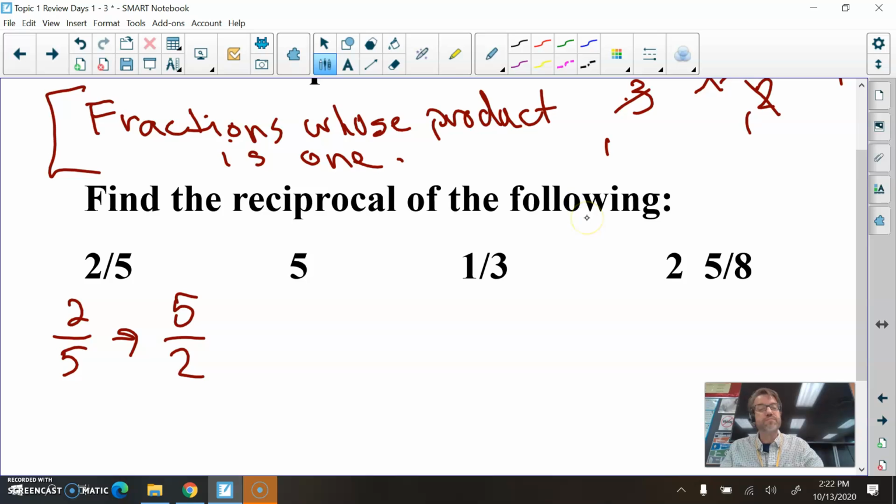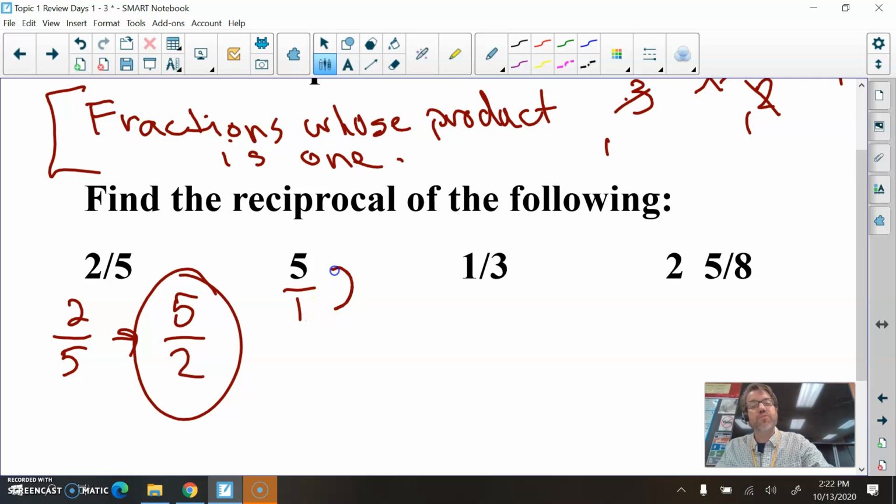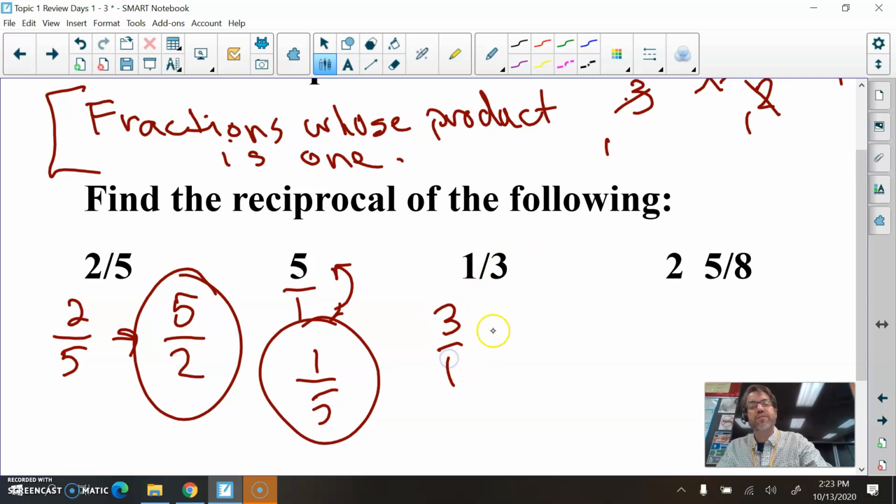Okay? All right, what's the reciprocal of 5? Well, 5 is really 5/1, right? So its reciprocal, when you flip it over, would be 1/5. All right, what's the reciprocal of 1/3? Well, you flip it over, you get 3/1. Now that is the same thing as 3 whole. Okay? So the reciprocal of 1/3 is 3.